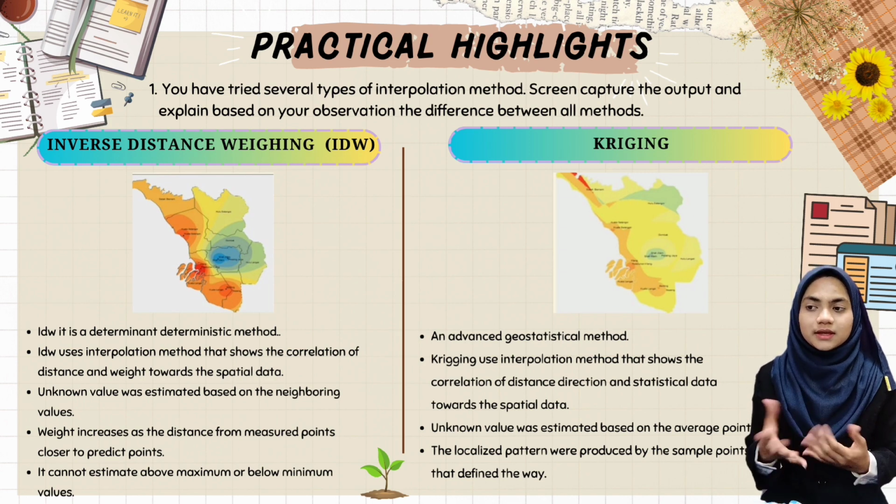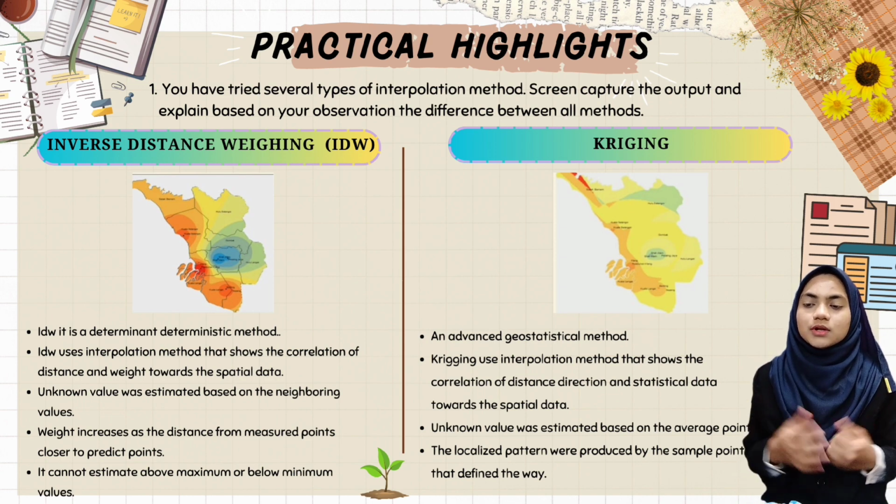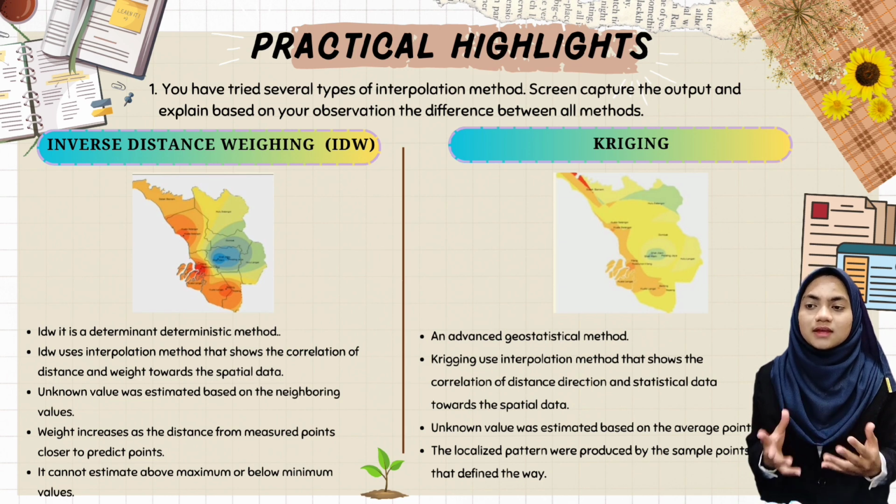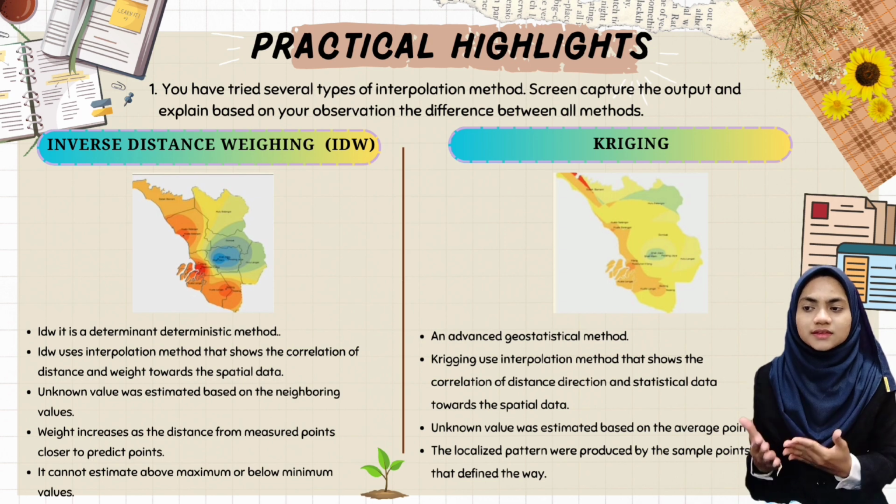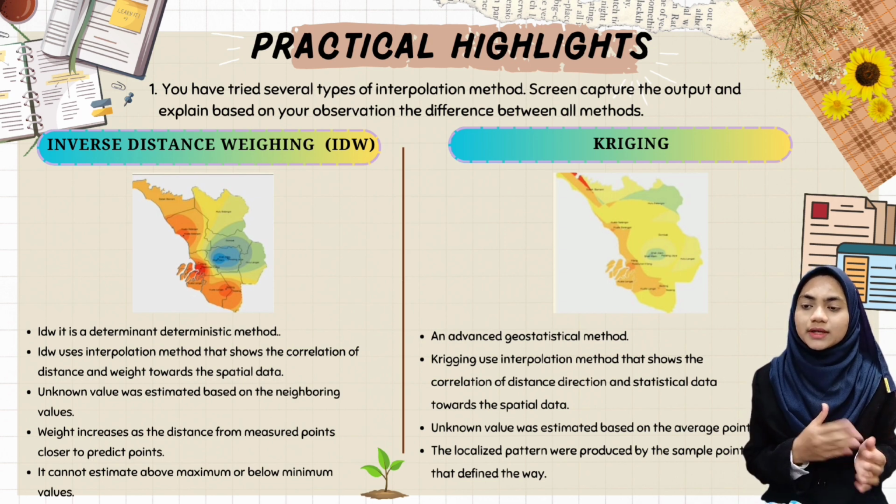Next is Kriging, an advanced geostatistical method. Kriging uses an interpolation method that shows the correlation of distance, direction, and statistical data toward the spatial data. Unknown values are estimated based on the average point. The localized patterns are produced by the sample points that define the way.